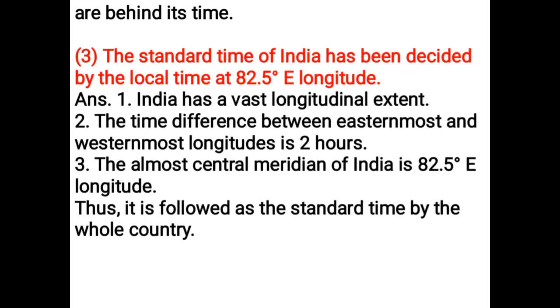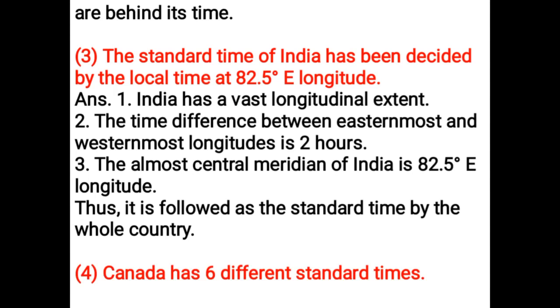The standard time of India has been decided by the local time at 82.5 degree east longitude. India has a vast longitudinal extent. The time difference between easternmost and westernmost longitudes is 2 hours. The almost central meridian of India is 82.5 degree east longitude. Thus, it is followed as the standard time by the whole country.